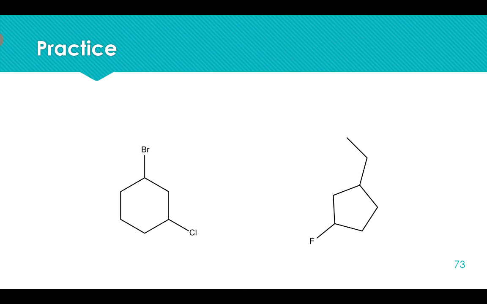All right, here's a practice problem for you. Go ahead and pause the video and try to come up with the names for these alkanes. Unpause the video for when you're ready to continue. Okay, let's go over this. This first one has 6 carbons in a ring. And so I want my parent chain to be cyclohexane.